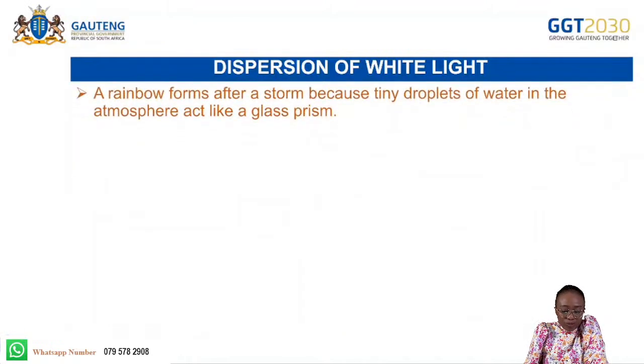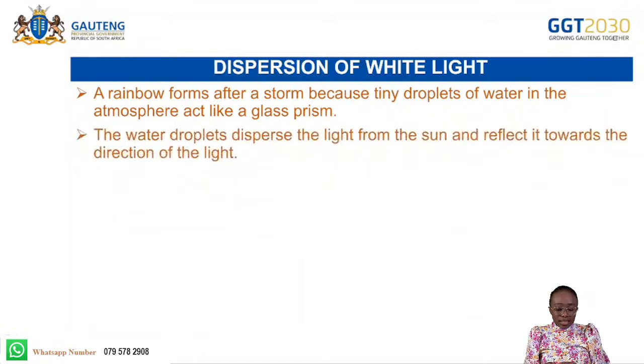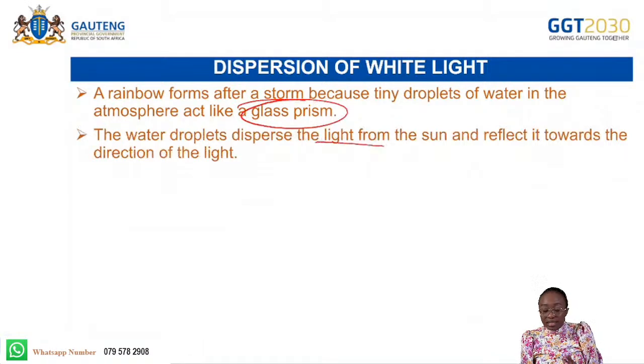More on dispersion. How does a rainbow form? So we know the 7 colors of the rainbow, but how does it form? So a rainbow will form after a storm, because after a storm, there are usually tiny water droplets that are left in the atmosphere. And these tiny little droplets of water act like a glass prism. What does a glass prism do? It disperses white light. So the water droplets disperse the light that is coming from the sun.